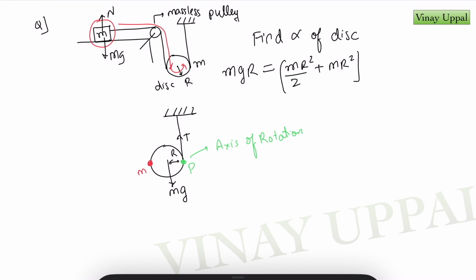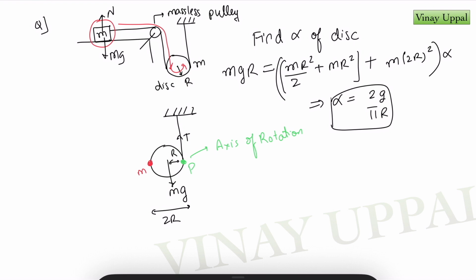So this will be the moment of inertia of the disc about point P, plus don't forget the moment of inertia of the red particle. And the red particle, which is basically the block, is at a distance of 2r from point P. So that will be m times 2r the whole squared. And this is the entire moment of inertia, so I'll multiply it by angular acceleration, and that's it. You will get angular acceleration as 2g by 11r in a single equation with no simultaneous equations at all.